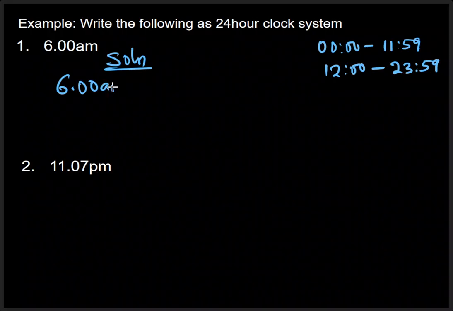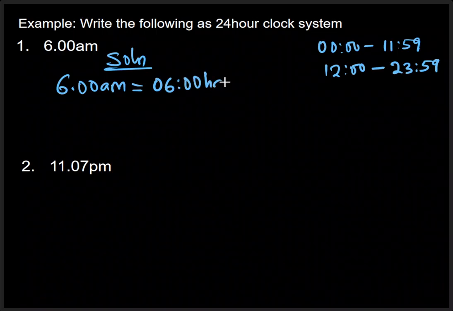6 a.m., 6 o'clock a.m. That will be equal to 06. Don't forget the rules for 24-hour clock, that the hours must be two digits and the minute must also be two digits. So 0600 hours.